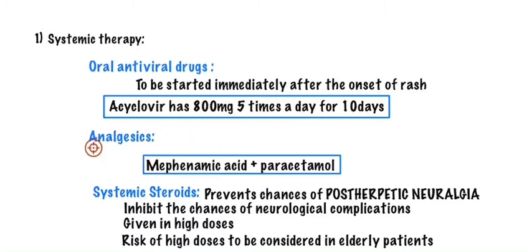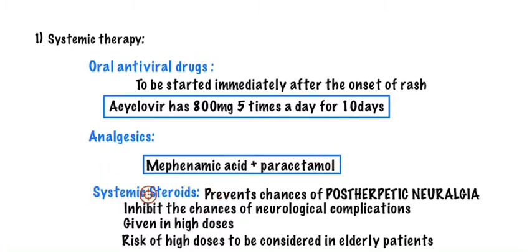Then there are analgesics. Analgesics are nothing but drugs used for stopping the pain you might get during the infection. So analgesics are nothing but painkillers. The analgesic you use here is the combination of mefenamic acid and paracetamol. There are other drugs also which can be used instead of paracetamol, but since paracetamol is the most common drug that you might have heard of, I've mentioned it here. So mefenamic acid and paracetamol combination for severe pain caused by the virus.